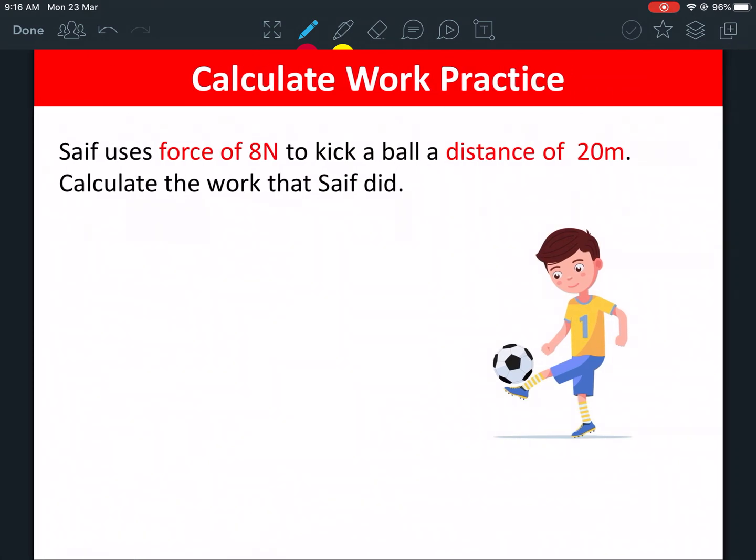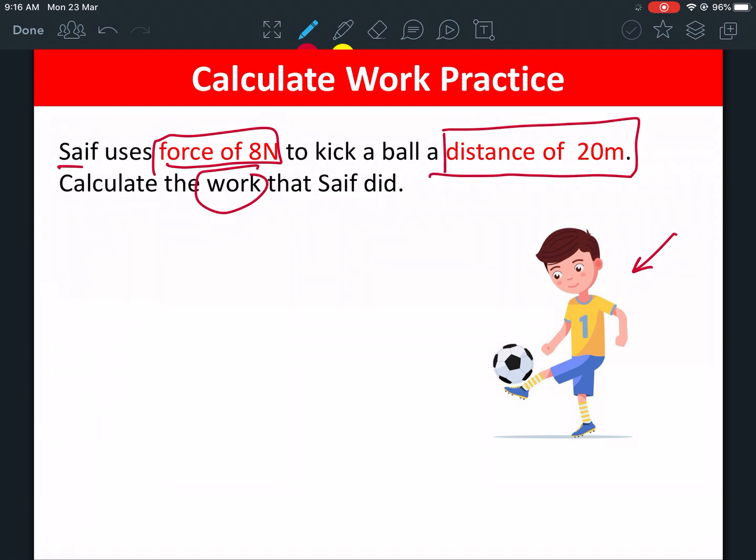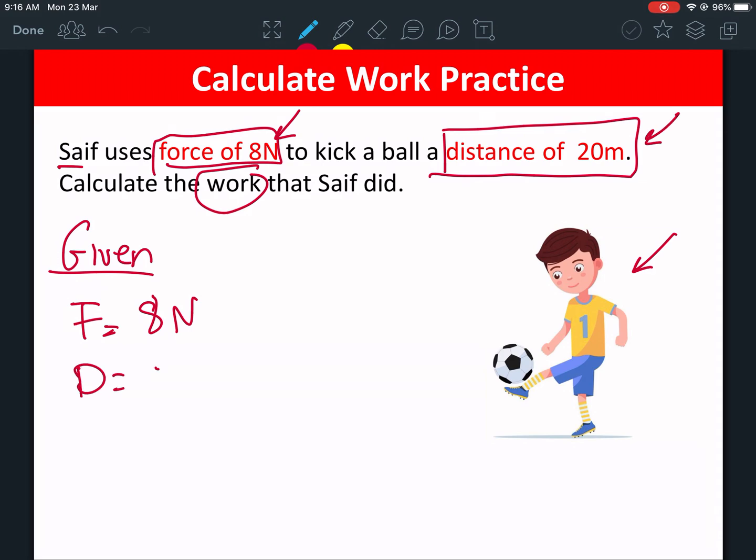Let's do another example. So we have Saif, all right? This is Saif. He's kicking a ball. He kicked the ball with a force of 8 Newton, and he kicked it a distance of 20 meters. Calculate work. So first, what do I do? Yes, you're right. First, I write the given. What is the given? What did they give me? They gave me the force. What is the force equal to? 8 Newton. What else did they give me? Distance. What is it equal to? 20 meter.